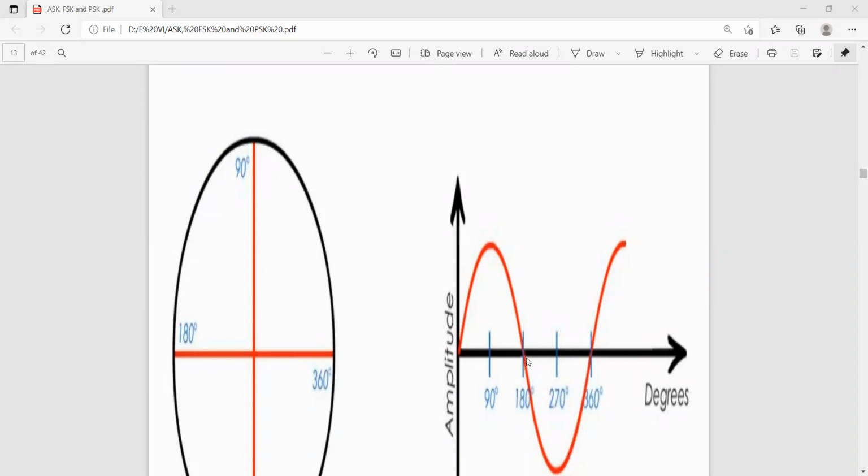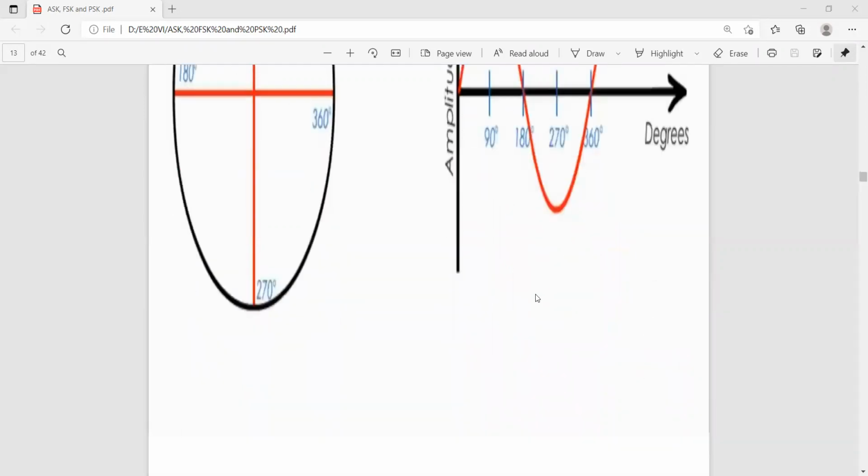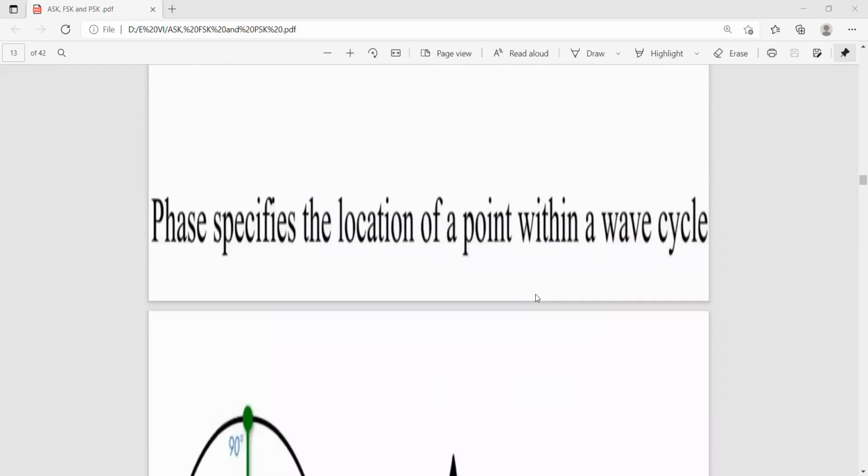Therefore, if there is any phase difference, it goes from positive to negative. Starting from here, 0 to 180 is positive. 180 means exactly the opposite direction, that is the 180 degrees phase. So it is 180, 270, 360. This is the angle representation of the sinusoidal wave.